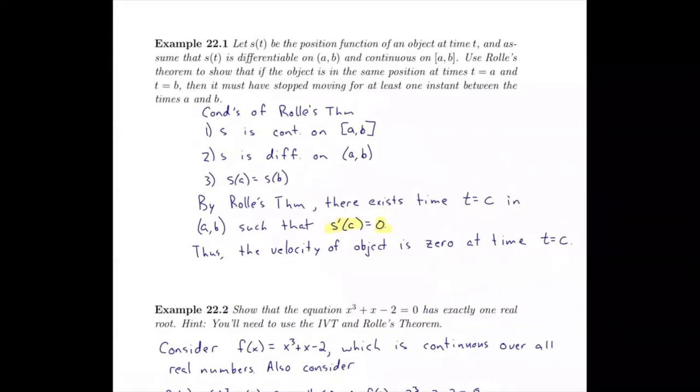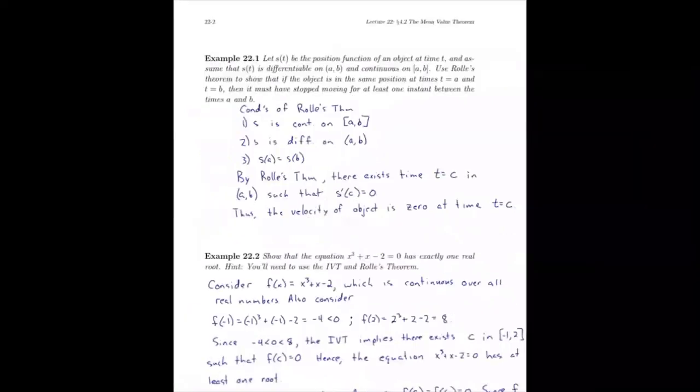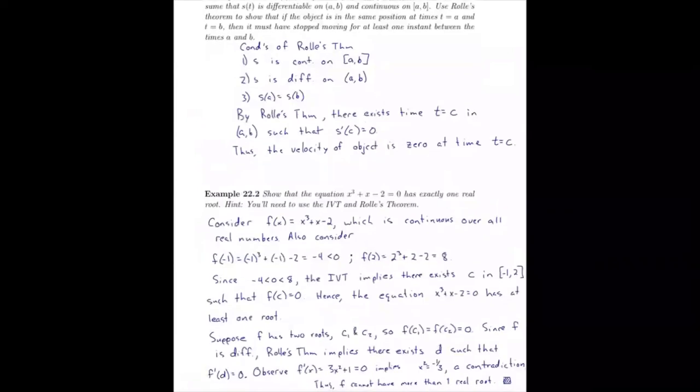If something's velocity function is equal to 0, then it's not moving at that point. If it has 0 velocity, it's not moving at that instant. Therefore, the object stopped moving for one instant in this interval, and that was at the instant t equals c. We don't know what value that c is. We just know that it exists by Rolle's theorem. There is such a c, and Rolle's theorem guarantees it based on those conditions.